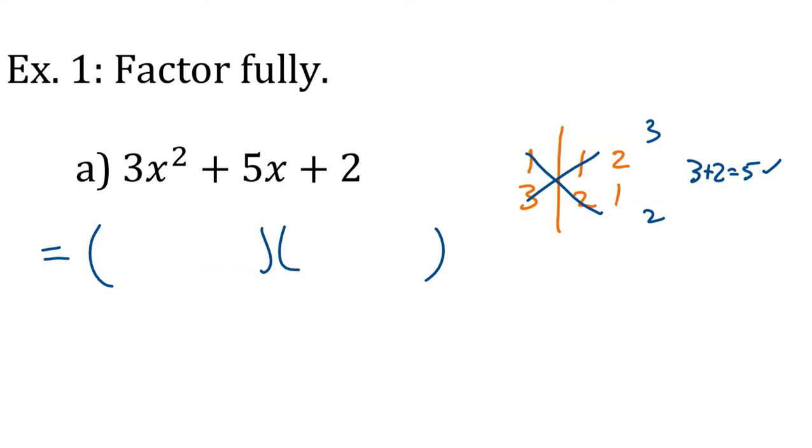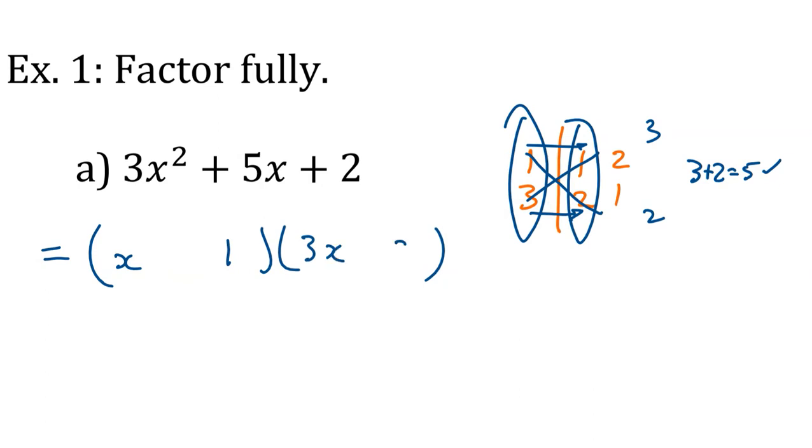Then we read our answer across the page. Remember, sometimes I circle the pairs and then read our answer across the page. So that's 1x and 1, and 3x and 2. And in this case, everything's positive, so we're just adding both of them.